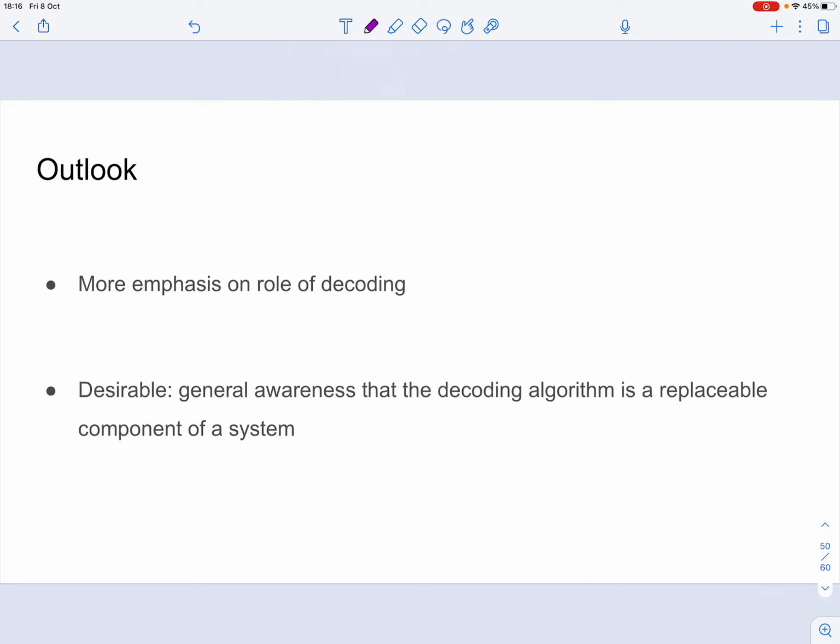Now, very last slide with a general outlook. In general, I would like to see more emphasis on the role of decoding going forward, and I think it is very desirable to have a general awareness that the decoding algorithm or beam search is a replaceable component of a system, which wasn't always clear to me.